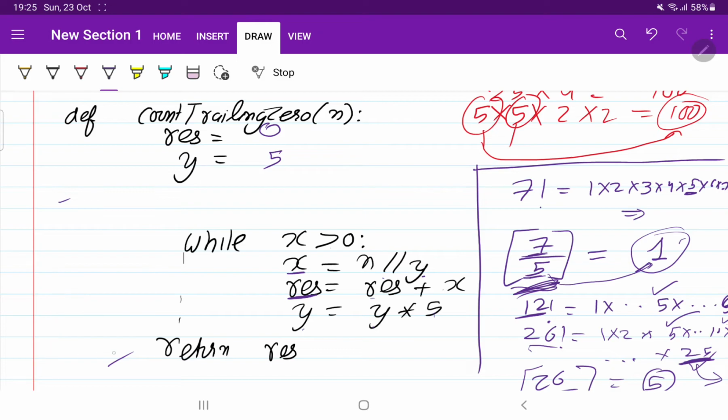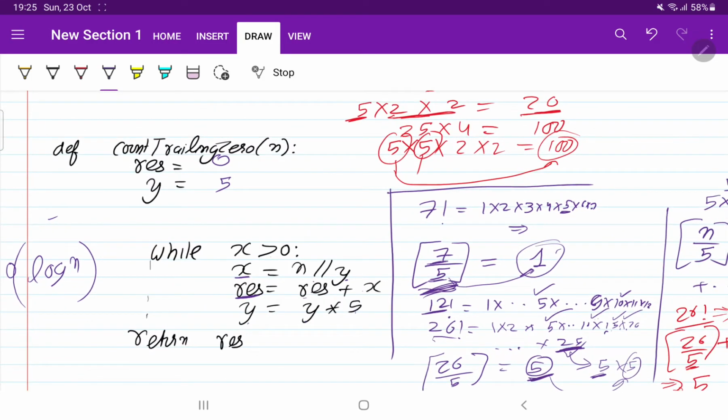Okay, what time is it taking? Log of n, where the base is 5, but we generally do not consider the base. So this is the time complexity of this function.